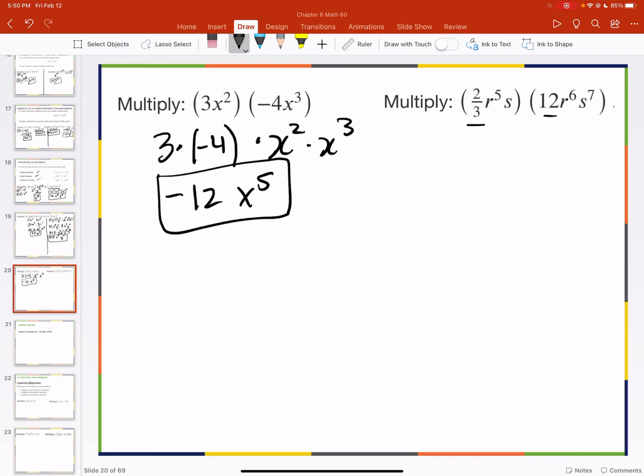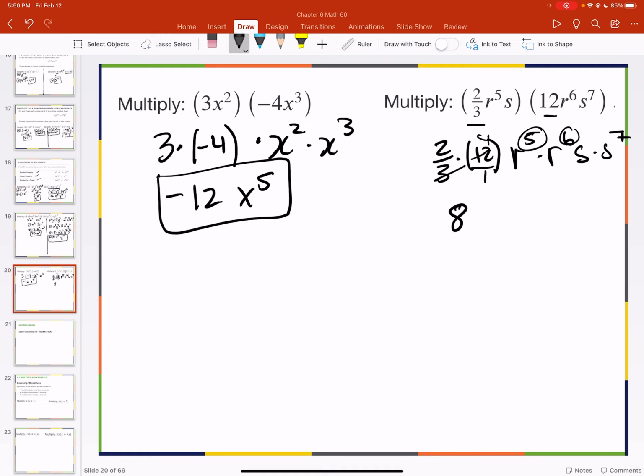Okay, and then here we take the coefficients and we multiply them. So 2/3 times 12, then r to the 5th power times r to the 6th power, s times s to the 7th power. And 2/3 of 12 is 8, right? Because 3 goes into 12 4 times. 4 times 2 is 8. Then here you have a product of two numbers, same base, different exponents. So that's going to be r to the 11. We're going to add. When there's no exponent, it's assumed to be 1. So s times s to the power 7 is going to be s to the power 8.